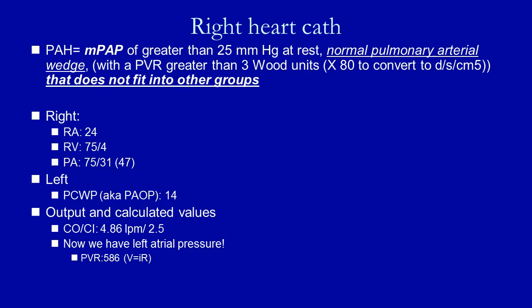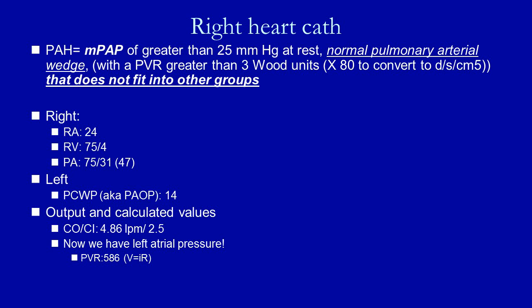So our gentleman underwent right heart catheterization to see whether he met the diagnosis of pulmonary arterial hypertension. And you see that the definition of WHO Group 1 pulmonary arterial hypertension is a mean pulmonary artery pressure of greater than 25 millimeters of mercury at rest with a normal pulmonary arterial wedge pressure and an elevated pulmonary vascular resistance greater than 3 Wood units. If you're old like me and think about dynes, it's 80 times to get back to dynes, and that they don't fit into any other of the groups.